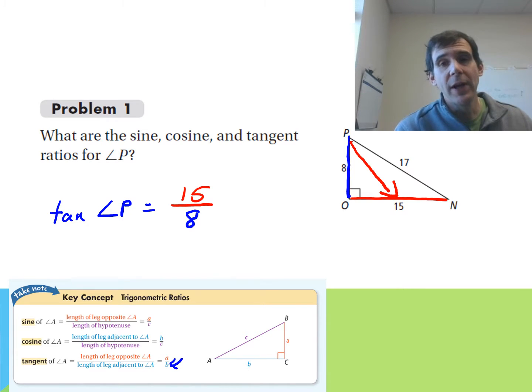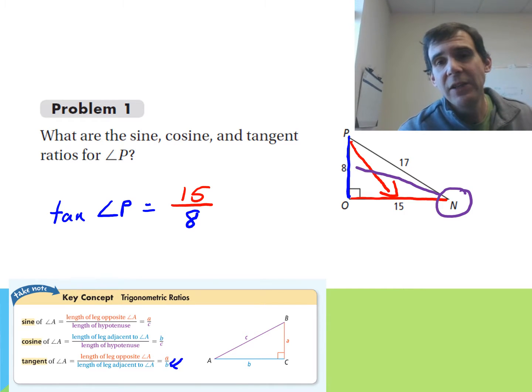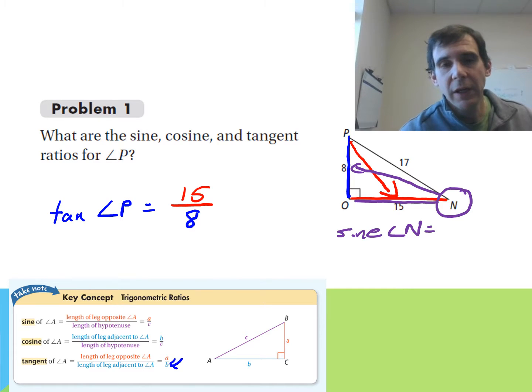It's just making sure you recognize which angle you're looking at so you can determine which sides are opposite and adjacent. Hypotenuse would be the same if you were using angle N, but opposite and adjacent would be different. If you're using angle N, the opposite would now be 8 and the adjacent would now be 15. So sine of angle N would be 8 over 17. The hypotenuse is the same.